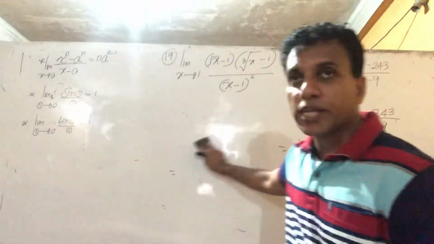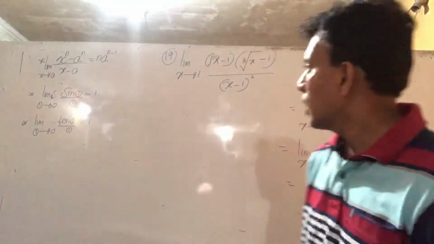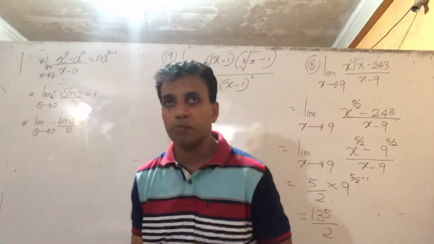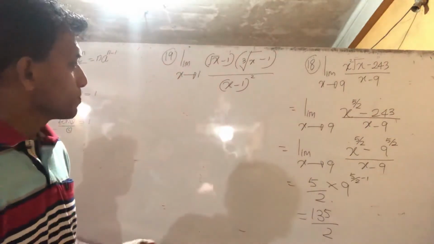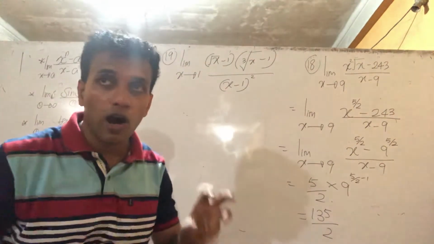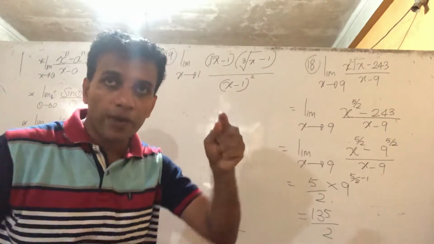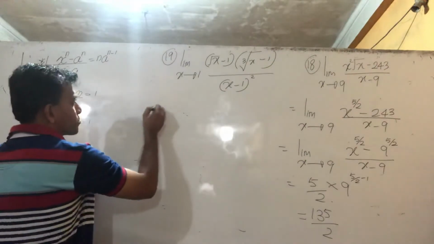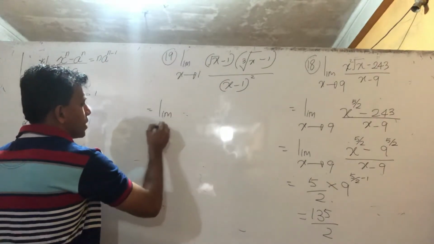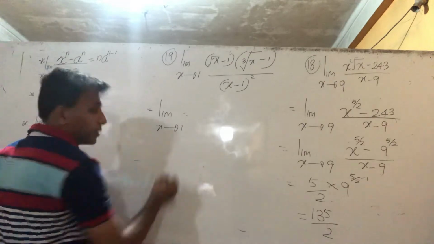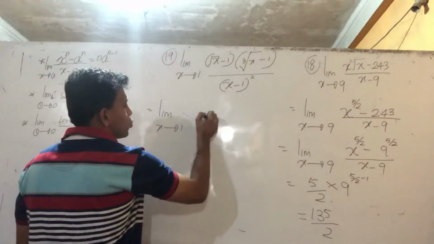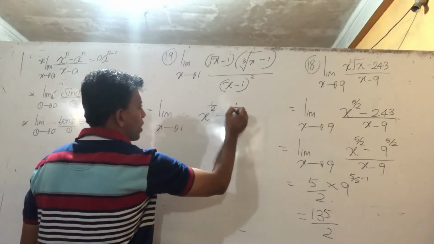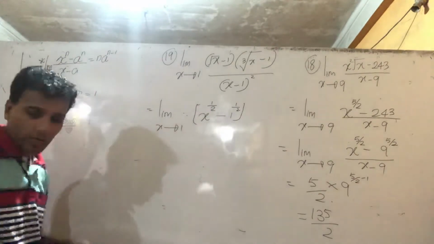Direct application of x equals 1: 0 over 0. Therefore, meaningless pattern. So use any idea of simplification to get the answer. Square root means power half. Third root means what? Power is 1 over 3, 1/3. Therefore, if I rearrange, limit x tends to 1. This is x to the power half minus 1 to the power half. Okay, 1 to the power half.